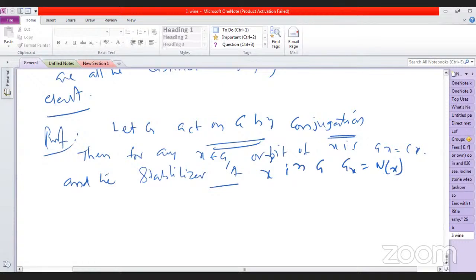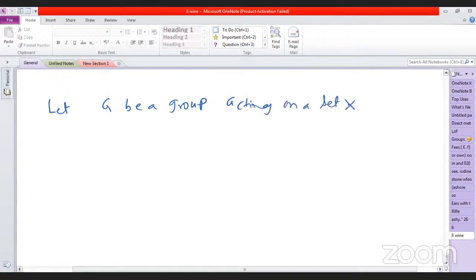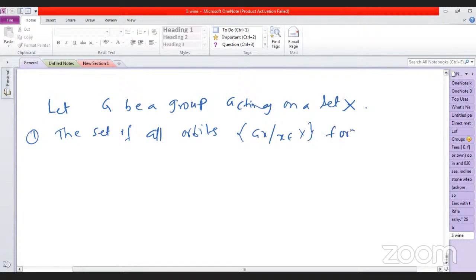We have to prove the first four conditions, the following conditions here. Let G be a group acting on a set X. Then the following hold. First one: the set of all orbits Gx, for x belonging to X, forms a partition of X. So the set of all orbits Gx is a partition of X, automatically it is forming or not?